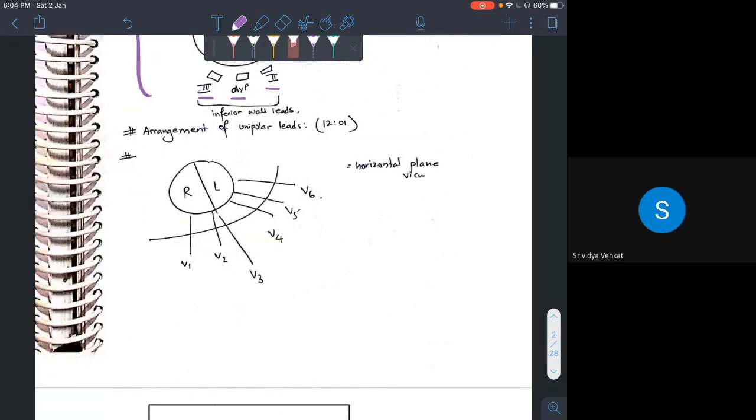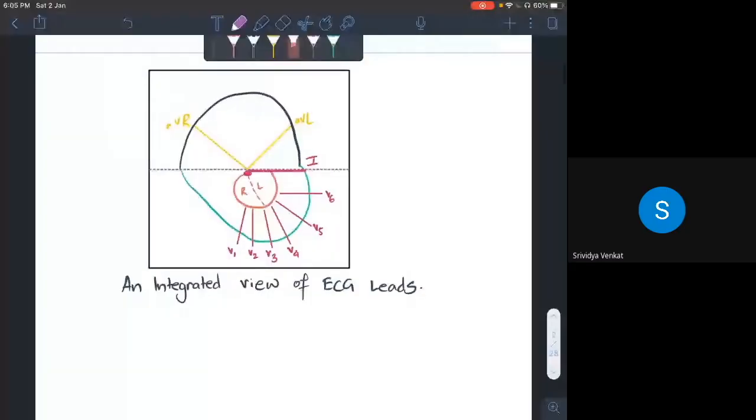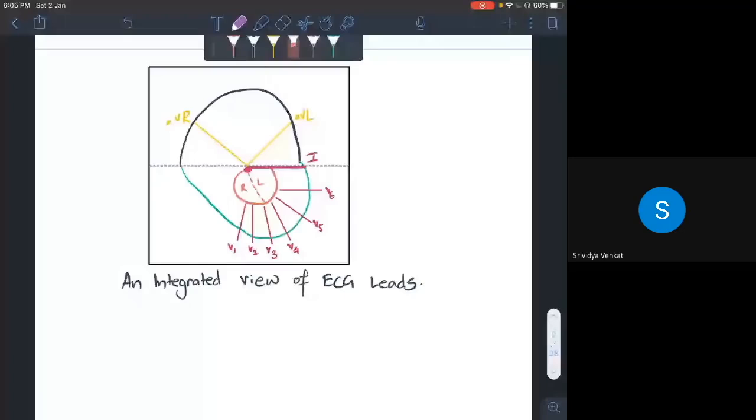Moving ahead, the horizontal plane view: you all know V1, V2, V3, V4, V5, V6. You know where they are placed. It starts off on the right side of the sternum and progresses across the chest, and gives you information about both sides. An integrated view of the ECG chest leads is important, because that gives you an understanding of what lead is placed where and how we can combine two leads to identify which location has a defect or an infarct or anything else.